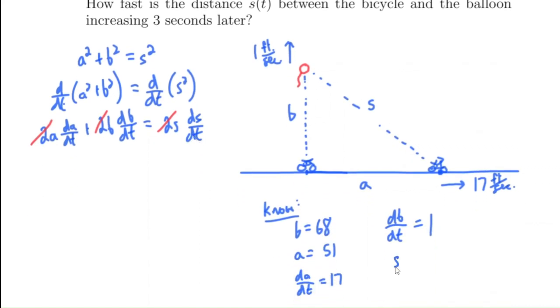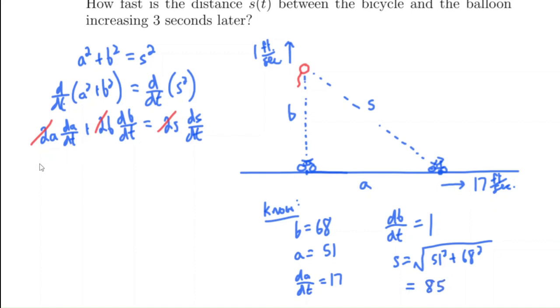Oh, we also have s. Now, what is s? Well, s is going to be the square root of b squared plus a squared. So s is actually going to be the square root of 51 squared plus 68 squared. But if you work this out, I actually rigged this up so that it would end up being a nice number. If you work this out, it actually is just 85. Okay, it's actually 85 exactly.